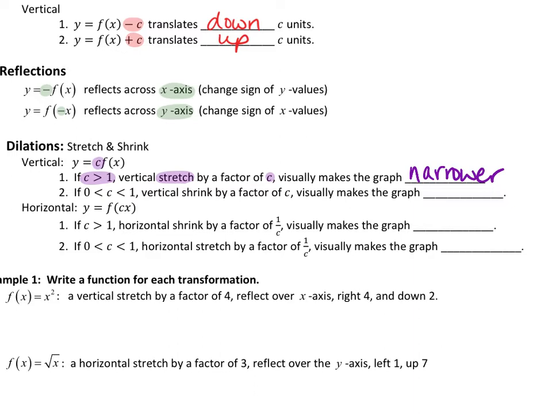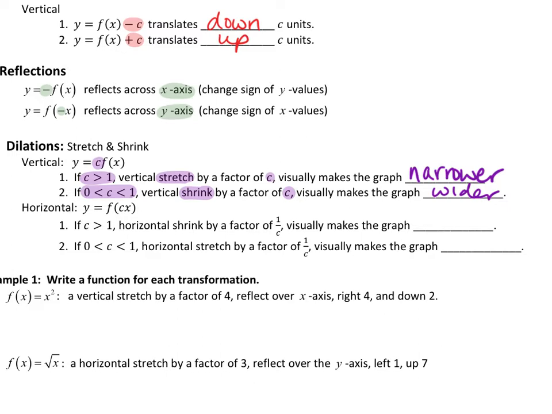If that number is between 0 and 1, so a proper fraction, 1/2, 1/4, 0.7, that's going to be called a vertical shrink by a factor of the same number. It's going to make the graph wider because we took the top and bottom and we shrunk it down.